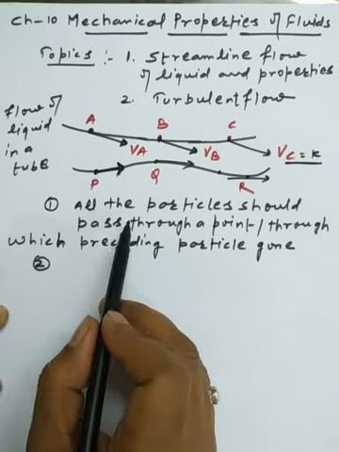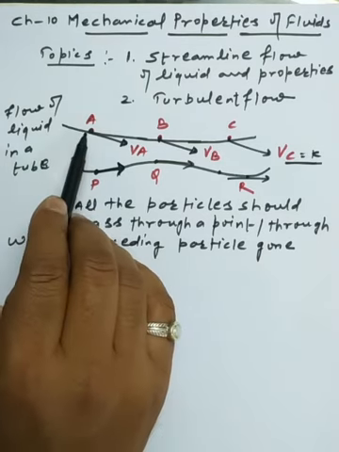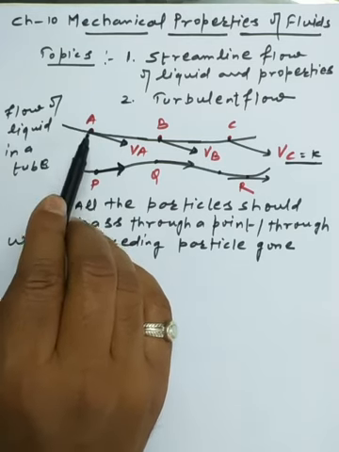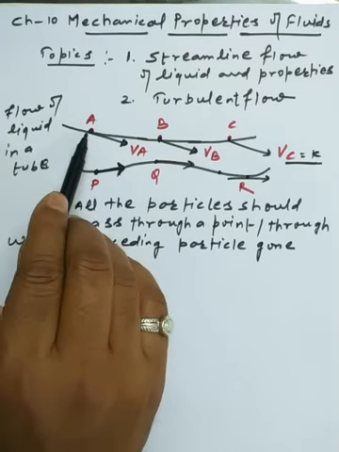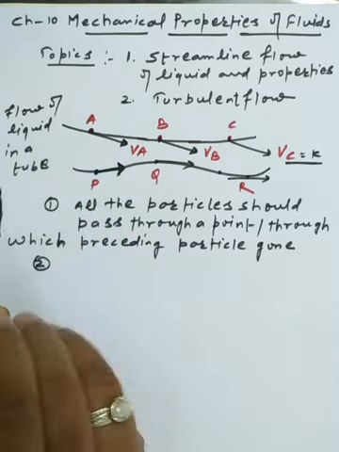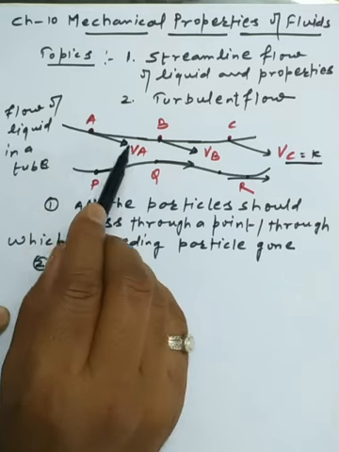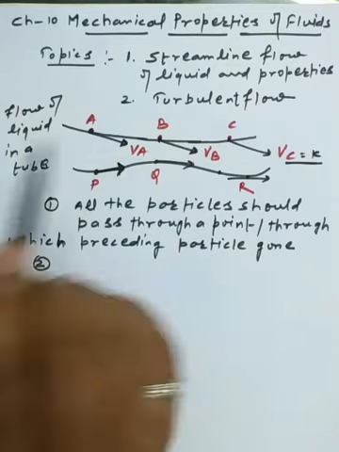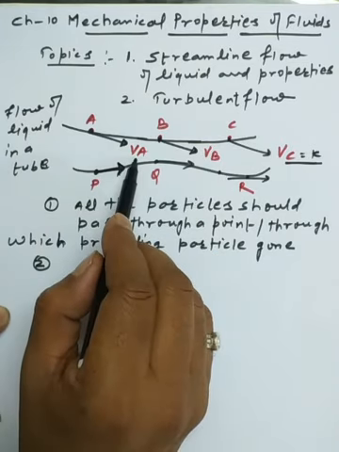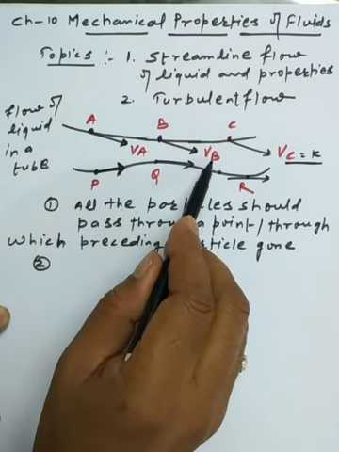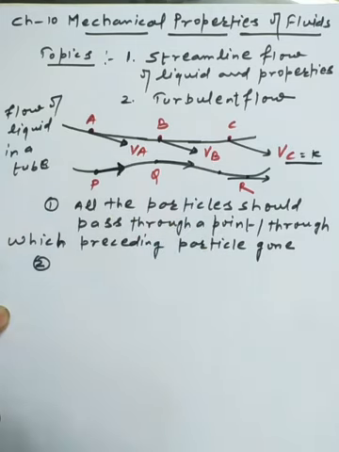Now the second identification: whenever particles are passing through a particular point, all the particles that have gone or will come to pass through this point have the same velocity. That means the velocity at a particular point is the same for all particles, but it could be different at different places. Va should be the same for all the particles, but Va can differ from Vb or from Vc. So this is an important identification we have.